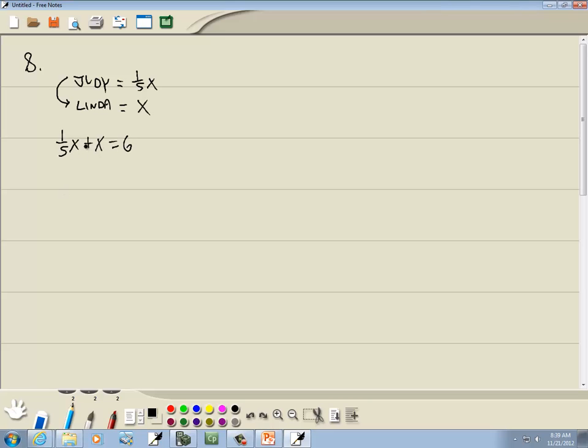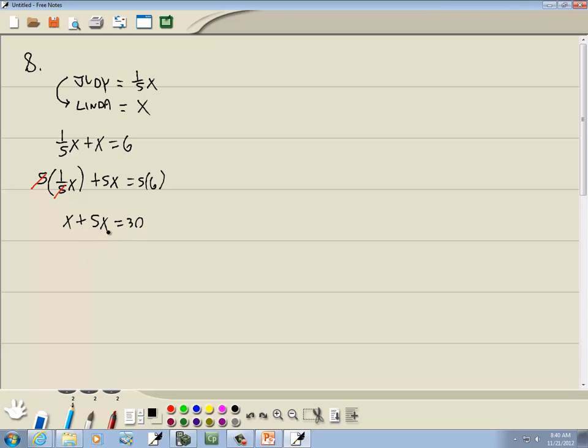Technically these are like terms, but we'll find it easier to go through our steps first. First step is get rid of parentheses. Don't have any. Second step, get rid of fractions. Well, we have one fraction. Multiply everything by the LCM of all your denominators. I only have one denominator, so that's our LCM. So multiply everything by 5. So multiply it times the 1/5 x, times the x, and times the 6. Well, those 5's cancel. We got 1x or x plus 5x is equal to 30.